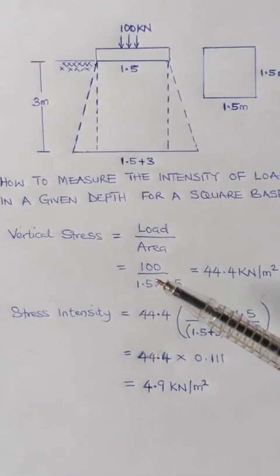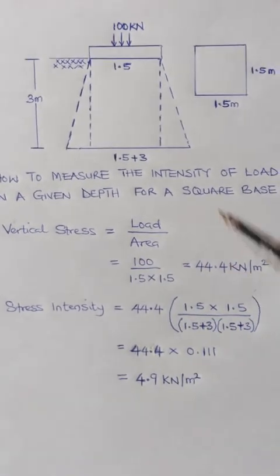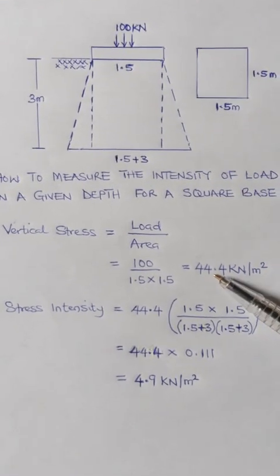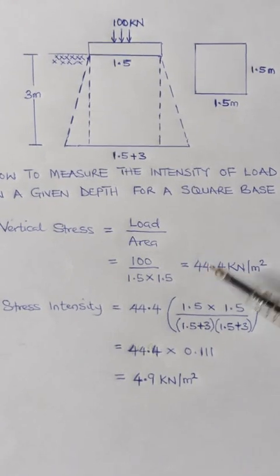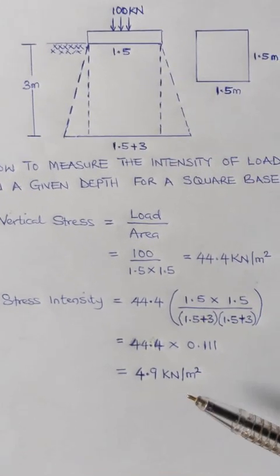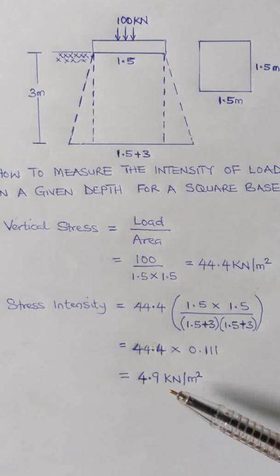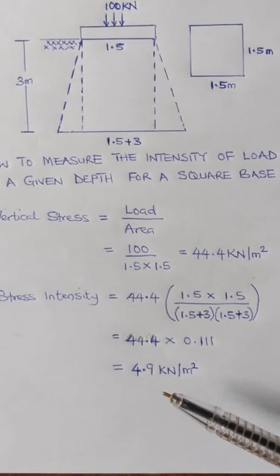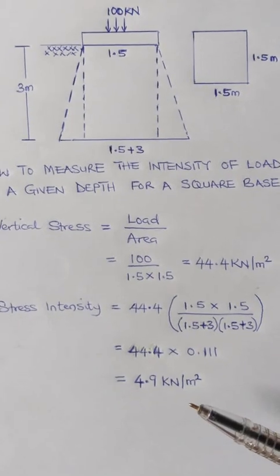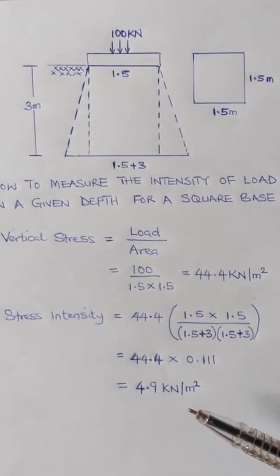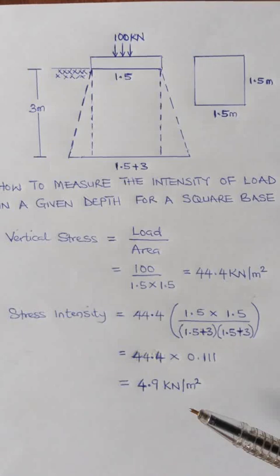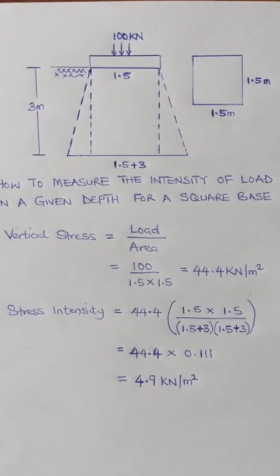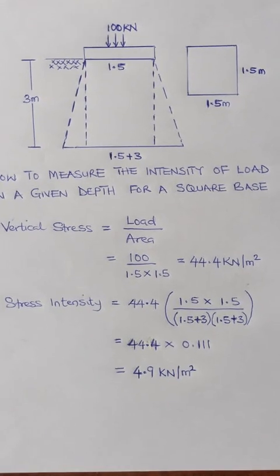So you can see that this stress now is at the surface, at the ground level. This is the bearing capacity. So as it goes down to a depth of 3 meters, the pressure we have is 4.9 kilonewton per meter square. So this is how we can analyze or evaluate the extent of pressure with respect to depth.